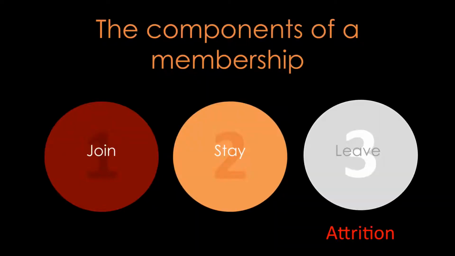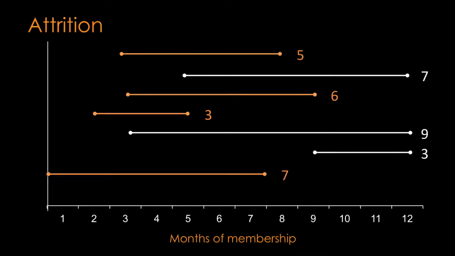Okay, so let's look at the advanced attrition measures. We still have the components of our membership. We have the join phase, the stay phase, and the leave phase. This time I'm using this to illustrate the length of stay.